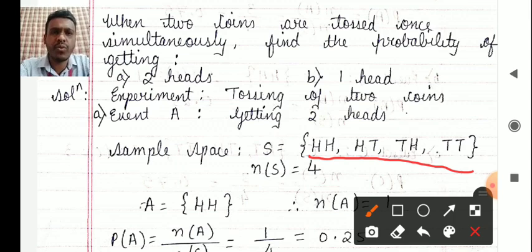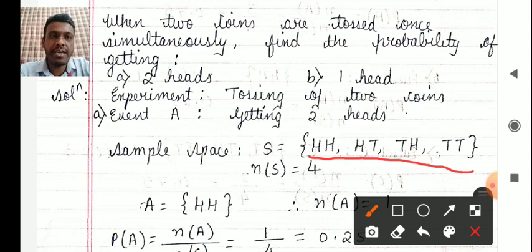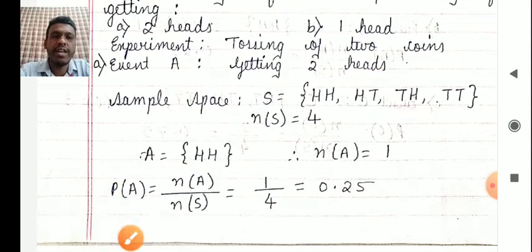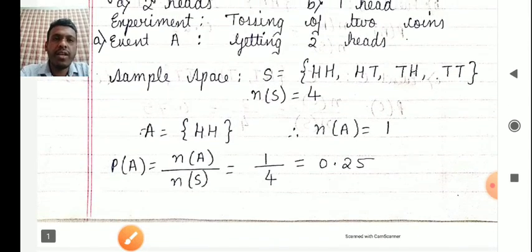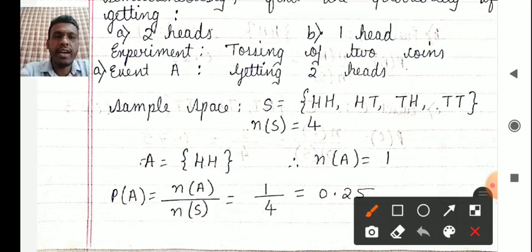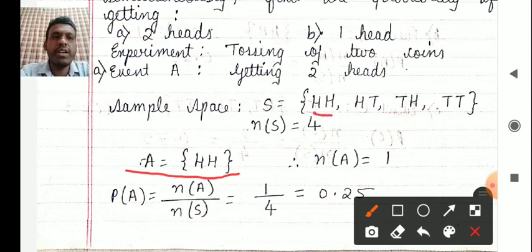Always remember this. If you cannot write it, you have to learn it by heart. HH, both will be heads. The first one will be head, the second one will be tail. It becomes opposite here: the first one will be tail, the second one will be head, or else both will be TT. So this is how you get it, and n(S) is equal to 4. Now, what does set A consist of? Event A is getting two heads.